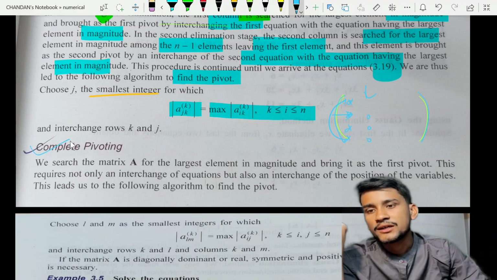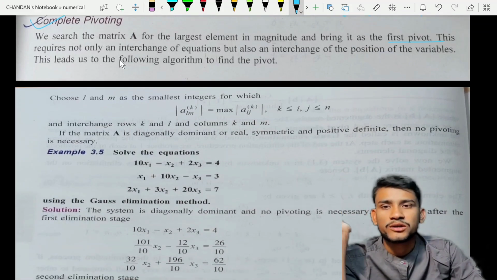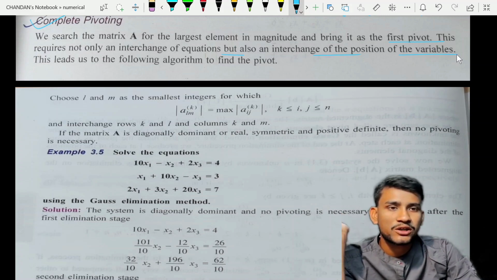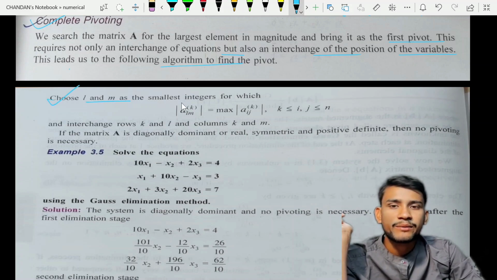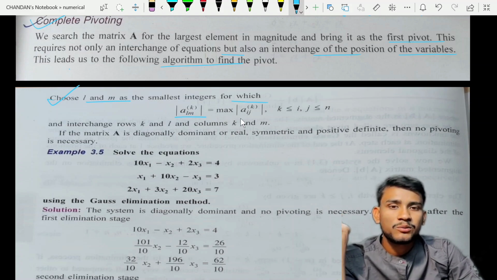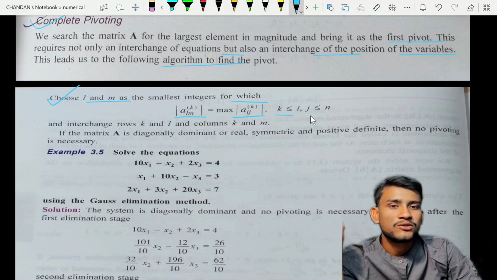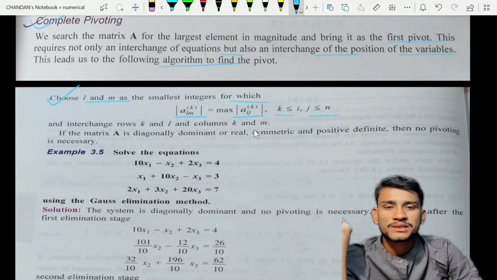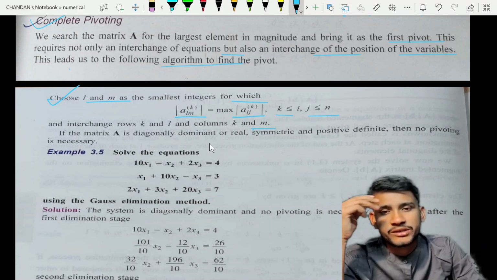What is complete pivoting? We search the matrix A for the largest element in magnitude and bring it as the first pivot. Okay, this requires not only interchanging the equations but also interchanging the positions of the variables. This leads to the following algorithm. Choose l and m as the smallest integers for which |a_lm^(k)| is equal to the maximum of |a_ij^(k)|, where k is less than or equal to i, j less than or equal to n, and interchange rows k and l and columns k and m. So that means in this case we need to change the rows as well as the columns.